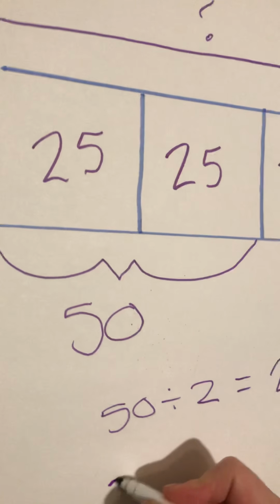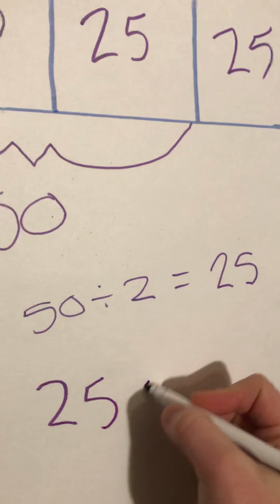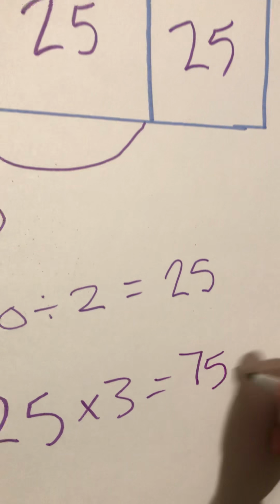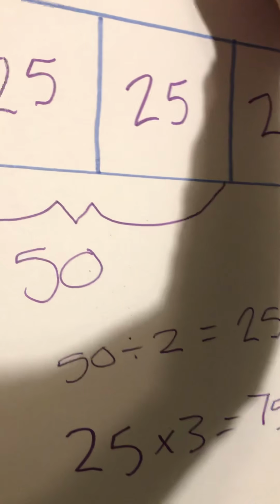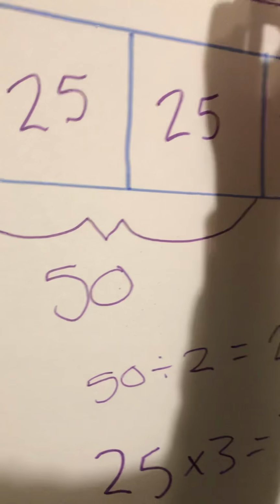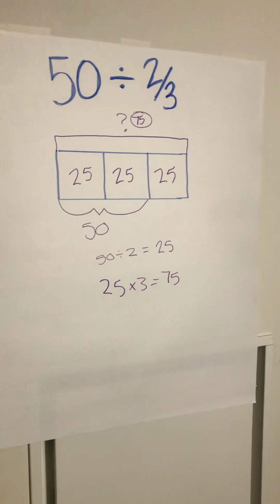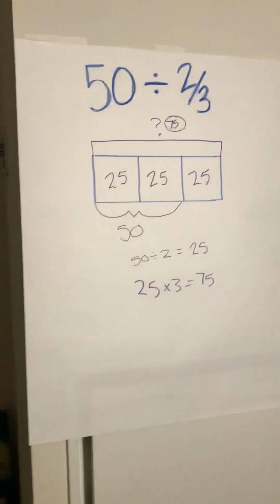If we do 25 times 3, that gives us then 75. So altogether, we have 75. And now our question mark is filled in. There we go. Now we have the answer that we are looking for.